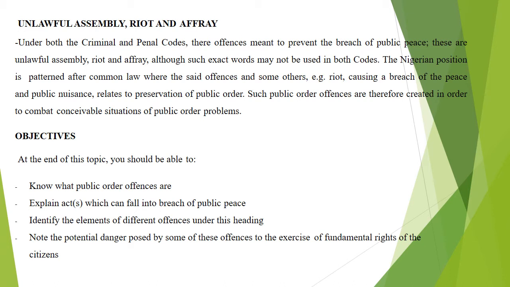So the intent of this topic is that at the end, you should be able to explain what unlawful assembly is, and explain the acts that can cause such offenses, or that can lead to a breach of the public peace. You should be able to identify the elements of each of the offenses we are talking about, like affray, what are the elements, arson, what are the elements, and things like that. And also you should be able to know the potential dangers posed by some of these offenses to the exercise of the fundamental rights of the citizen.